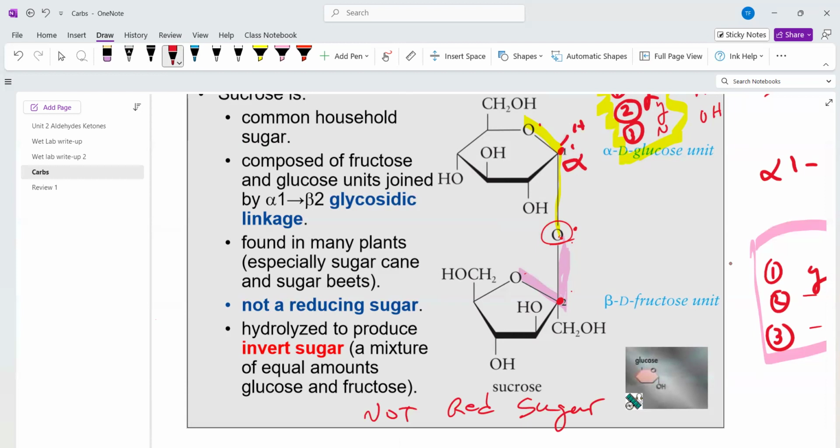Now let's look at the linkage. Whenever we hook up two monosaccharides, there's always a linkage, a glycosidic linkage. Here we have the original glucose, the OH is going down, so that's an alpha, and it comes off of carbon number 1. Down here, it's going up, so that's a beta, and it's attaching to carbon number 2. Hence, it's an alpha 1, beta 2 glycosidic linkage.